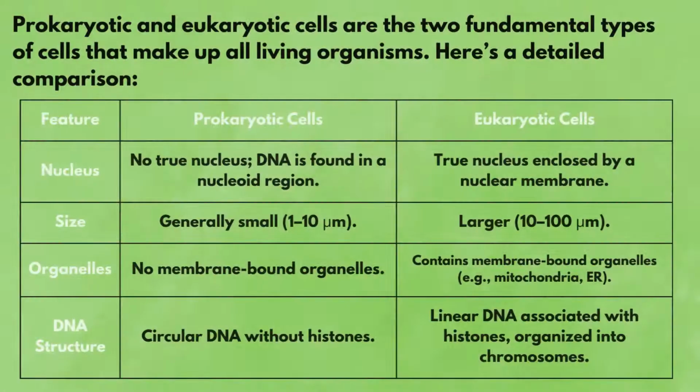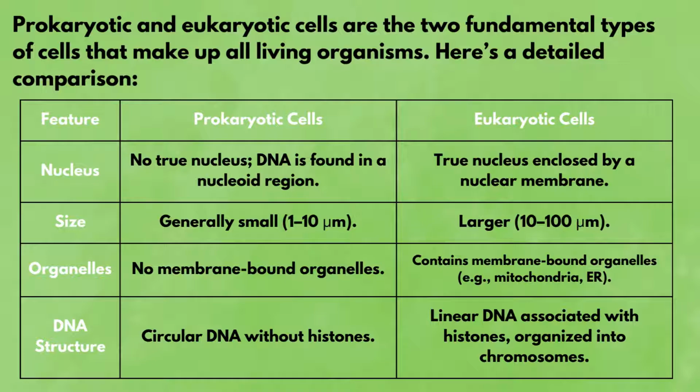Key differences between prokaryotic and eukaryotic cells. First one is nucleus. Prokaryotic cells do not have a true nucleus. Their DNA is found in a region called the nucleoid, which is not enclosed by a membrane. Eukaryotic cells have a well-defined nucleus, enclosed by a nuclear membrane, where the DNA is safely stored.